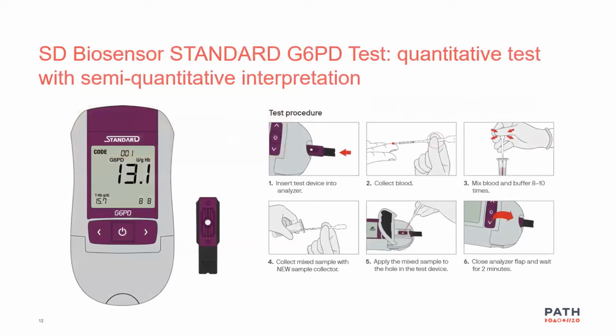So the biosensor test that we're going to talk about today, the SD Biosensor Standard Test, is a quantitative test with a semi-quantitative interpretation. And I've just put an image of the test here and the workflow for people who aren't familiar with it. Next slide.